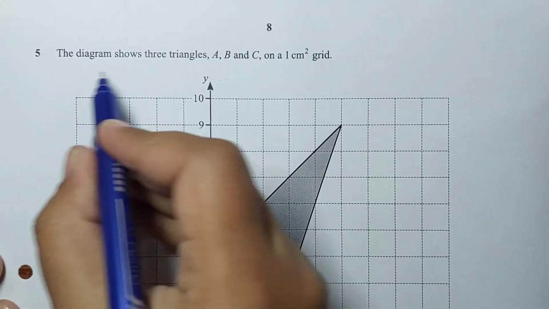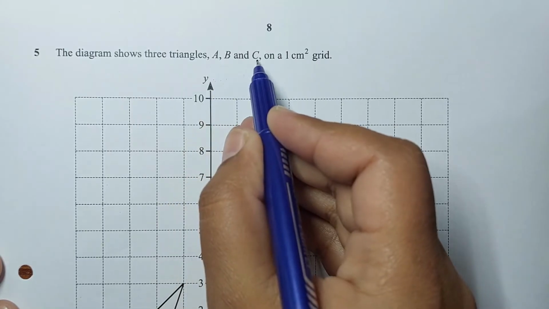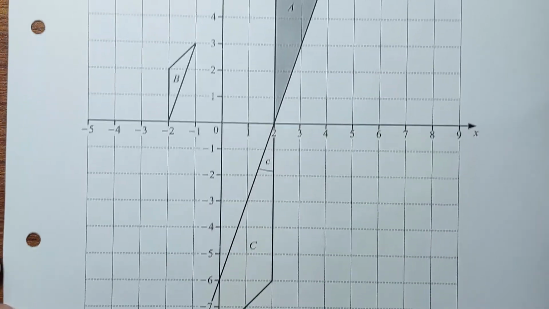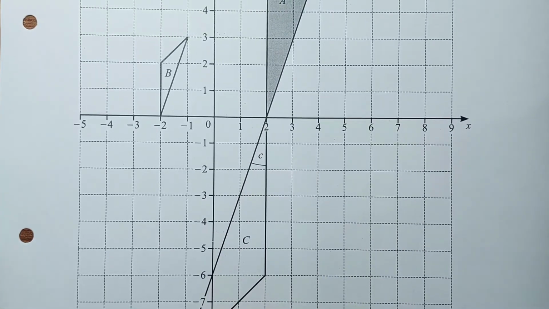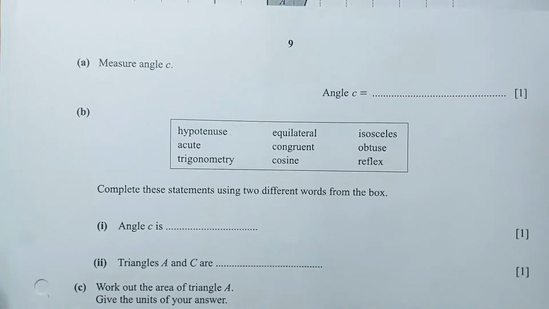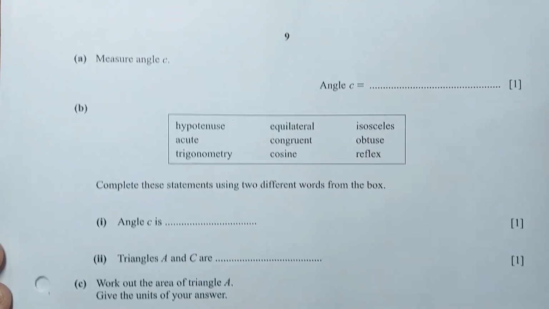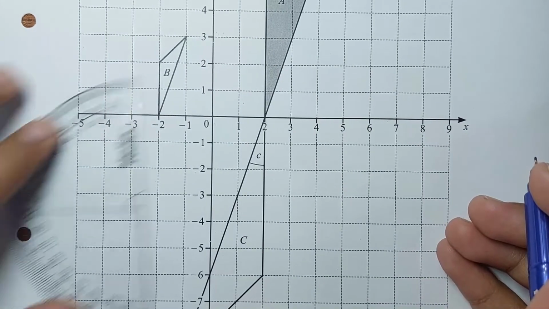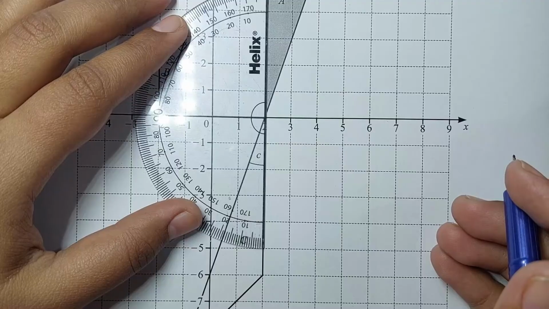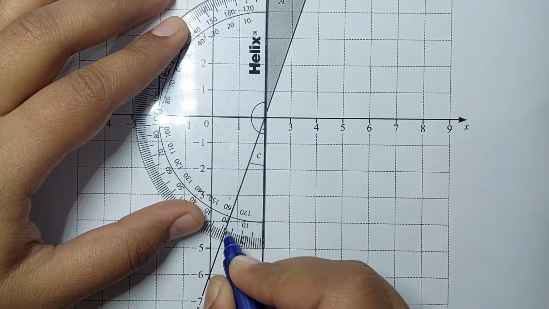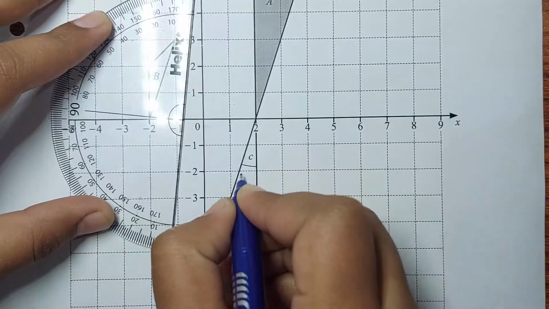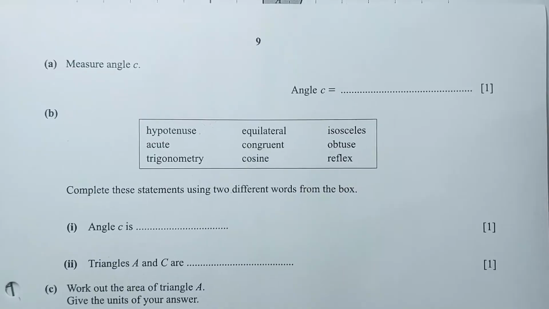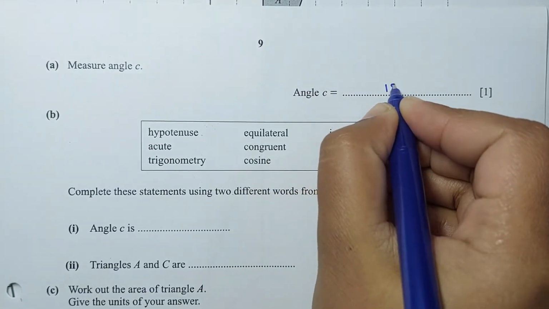Question number 5. The diagram shows 3 triangles A, B, and C on a 1 centimeter square grid. Okay, the triangle A, triangle B, and the triangle C. Now for part A, measure angle C. We have angle C over here. Let's measure angle C. So the angle C is 18 degrees.